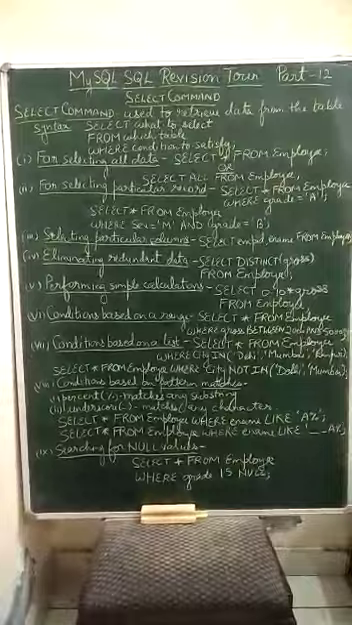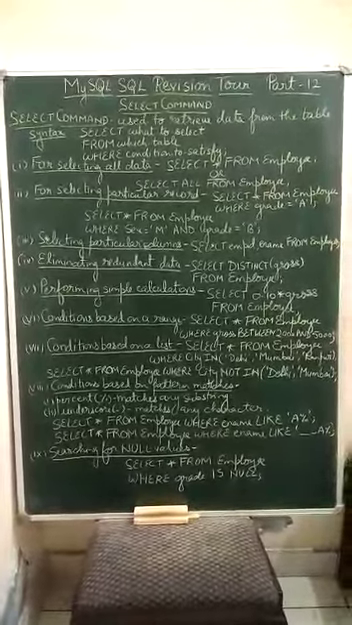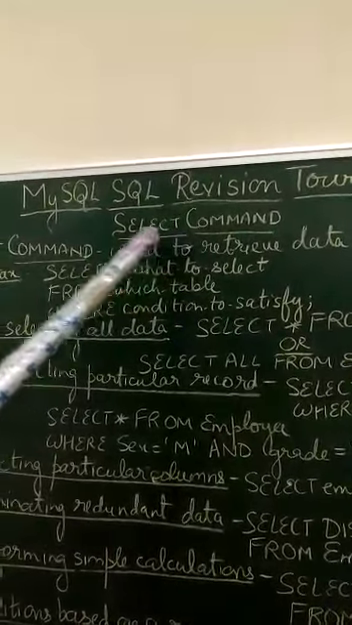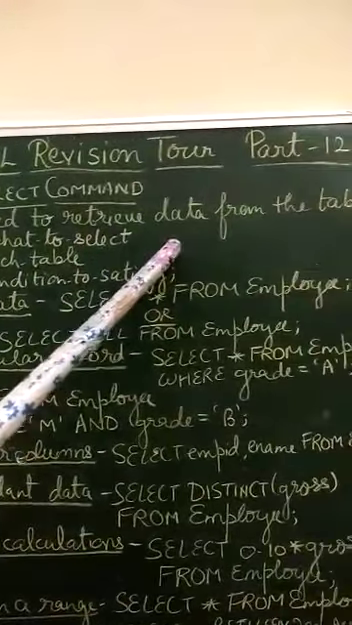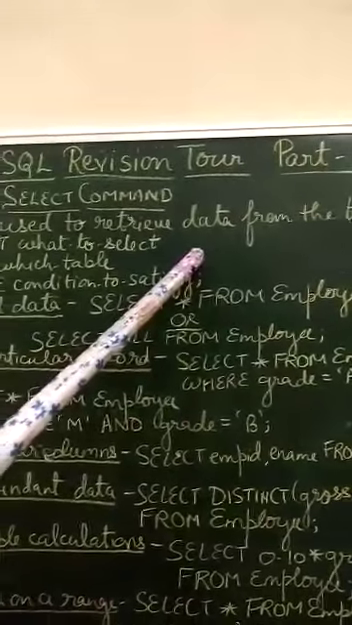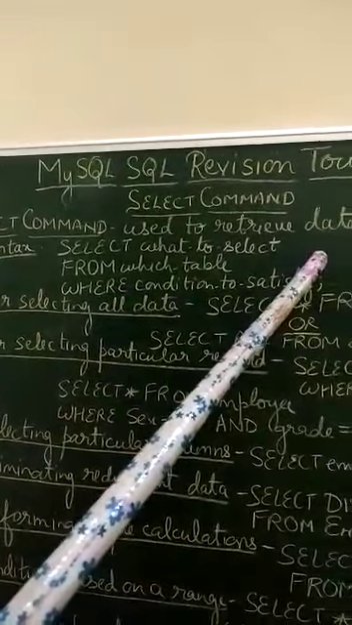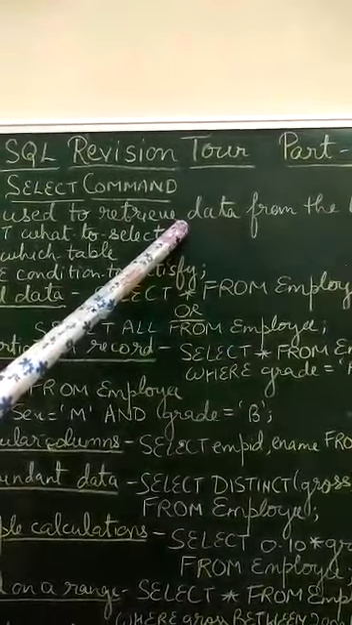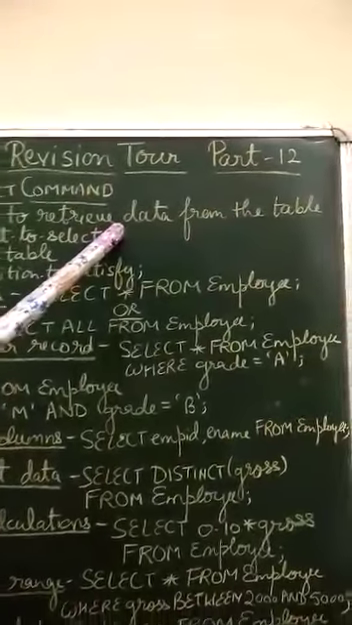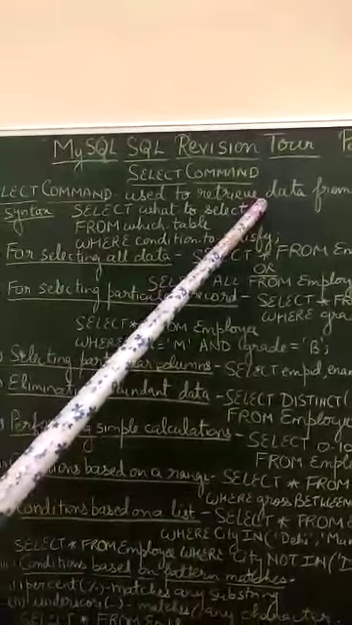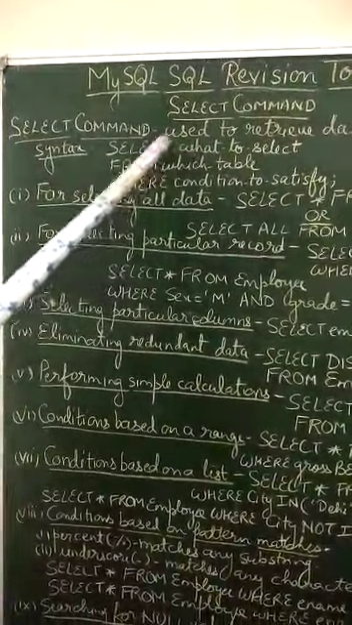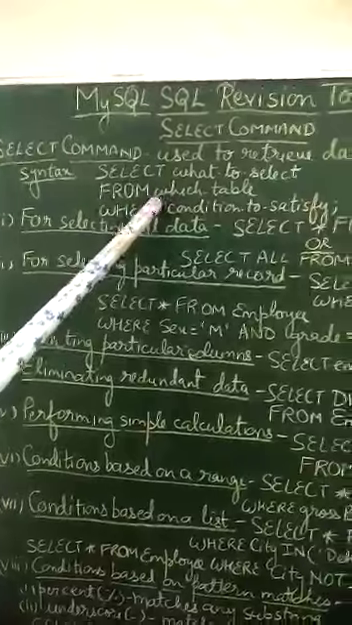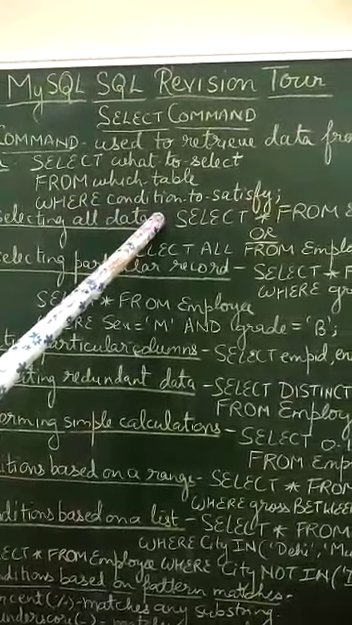In this video, we are going to study one more DML command, that is the select command. Children, the select command is used to retrieve data from a table on the basis of certain conditions, or we can say the select statement is used to pull information from a table. The syntax of the select command is: select, what to select, from which table, where, condition to satisfy.